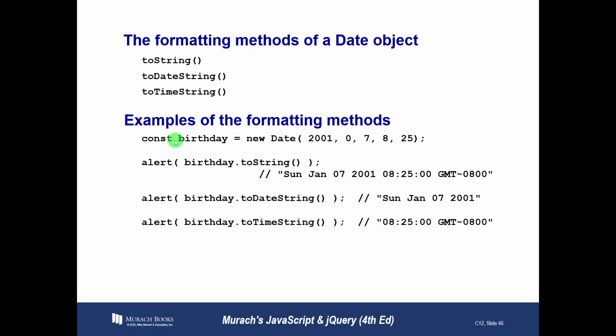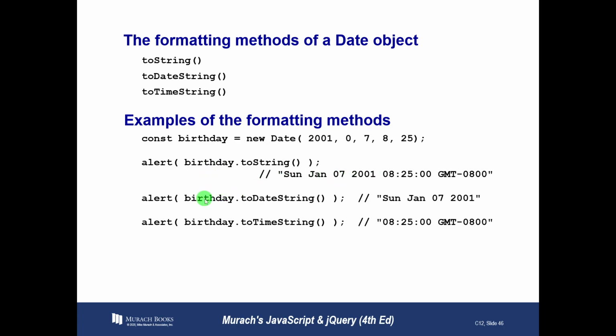So here's an example. We created this constant called birthday. It's a new date, 2001, January 7th at 8:25 a.m. If I say birthday and call .toString, it will print out the actual day of the week, Sunday, January 7th, 2001 at 8:25 a.m. Greenwich Mean Time minus 8 hours. So I'm assuming that the person that did this, when they created this date, that was their time zone. So that was stored in there.